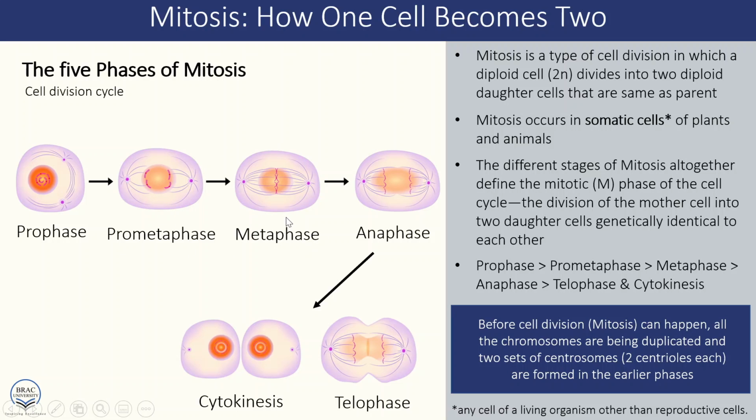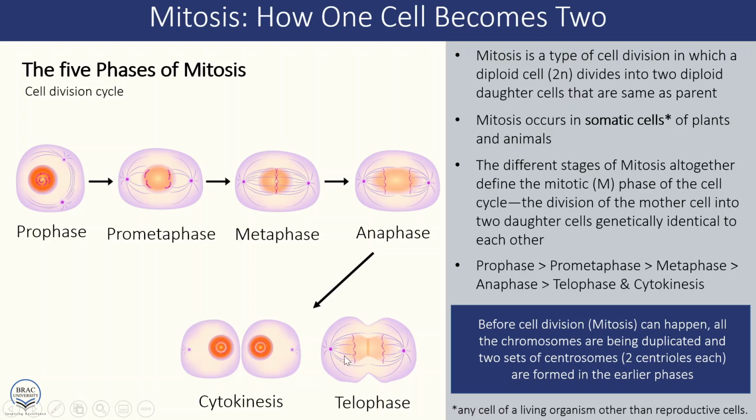In the metaphase, the chromosomes arrange in line, not side by side. That in-line arrangement is important, because in meiosis the homologs are arranged side by side, but in mitosis the chromosomes arrange in line. This line is called the metaphase plate. In the anaphase, the sister chromatids separate.